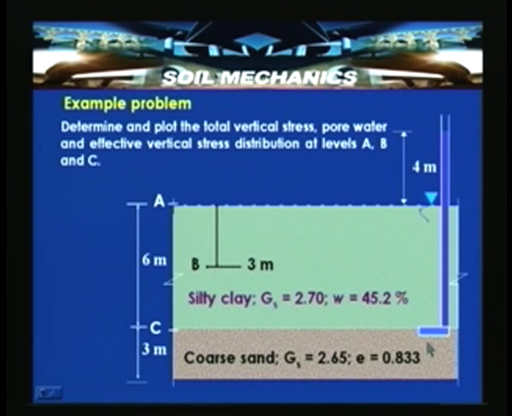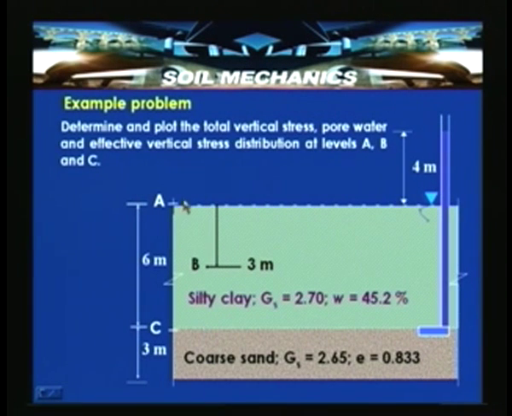By keeping in view the concepts already introduced, first determine the total vertical stress at points A, B and C, or at elevations A, B and C. Then, considering the flow taking place in the vertical direction, determine the pore water pressure at A, at B and at C. Then, subtracting pore water pressure from total stress, determine the effective stress. And from the given data, it is also possible to estimate seepage velocity. This can be estimated by knowing the coefficient of permeability.